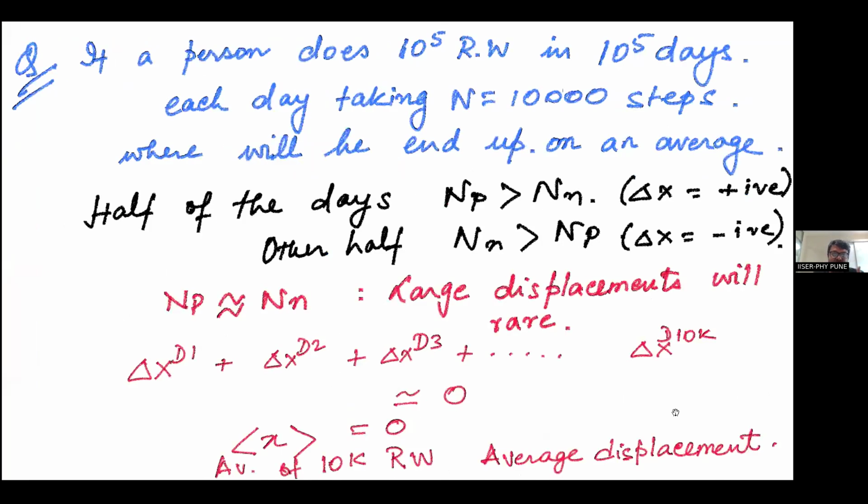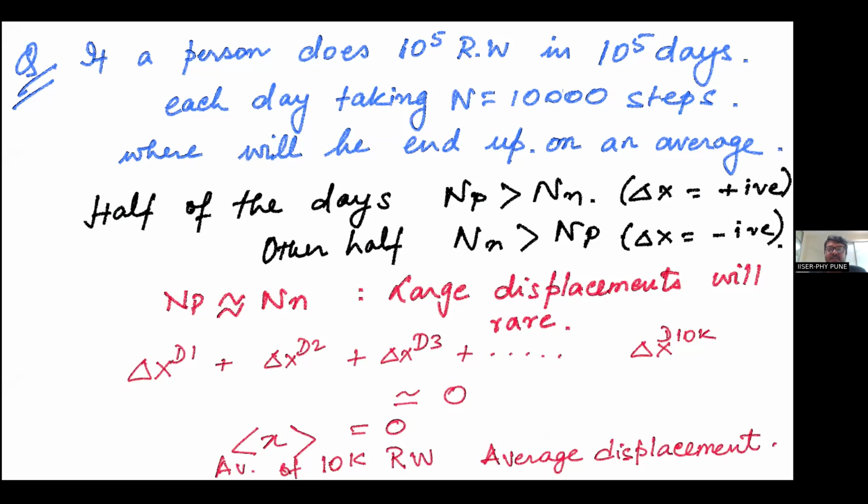Now, let's complicate the thing a bit more. Suppose a person does 10 to the power 5 random walks. So basically, 1 lakh days, 10 to the power 5 days, every day he takes a random walk. And each day he manages to take exactly 10,000 steps. Now, n can be larger, but I'm just saying this so that you can visualize. The question we are going to ask is, where will he end up on an average?